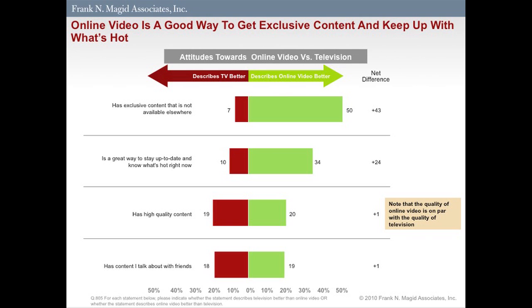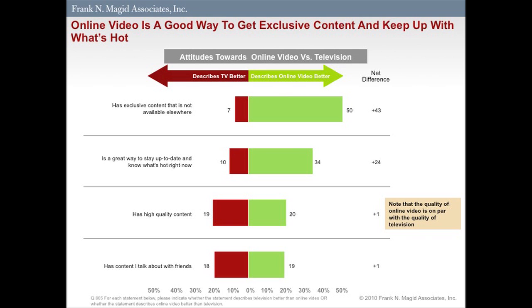50% say, you know what, that describes online video better than TV, with all that premium content and pay content. 50%, yeah, that's online video, exclusive content. And it's social grease, it's currency. 34% say, yeah, it's a great way. Online video keeps me up to date, keeps me in the know. And by the way, I've seen numbers very similar to this in a number of studies we've done.